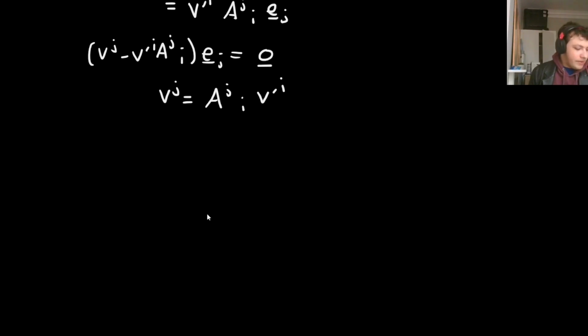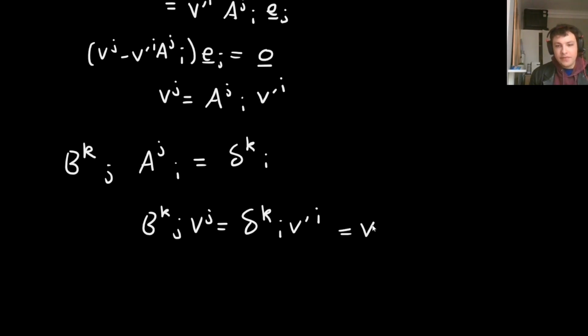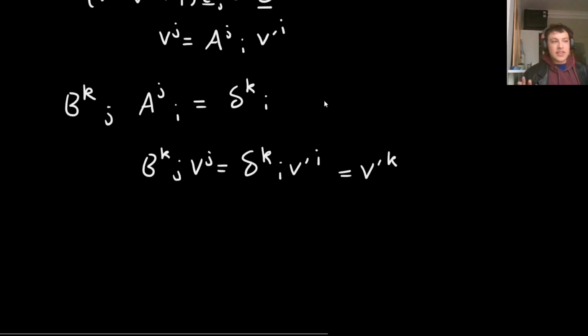Okay, so that means that we can find some matrix of numbers b_kj such that this thing is delta_ki, the identity matrix. And so what we're going to do is multiply this in here, and we get b_kj vj is, well, it's going to be delta_ki v'_i, which is v'_k, right? Because when we sum the delta, it's just going to set i to k. And so that is how the components of a vector transform.